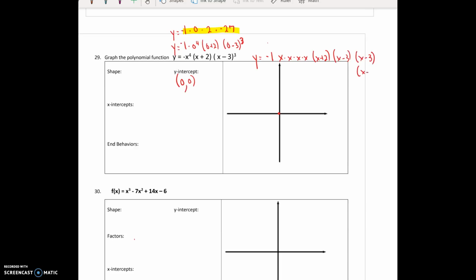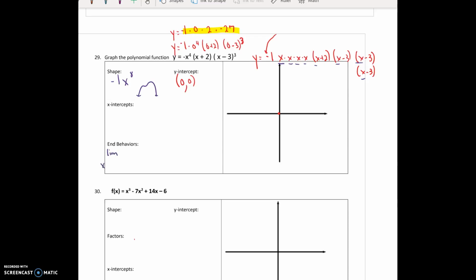So if I go through, the first thing that I'm going to notice is that this negative is going to make my shape flip. And then when I go through and just count how many x's I have, 1, 2, 3, 4, 5, 6, 7, 8, this x to the 8th is having a -1 in front of it, and that's going to give me a shape that kind of looks like this in the end. So even without graphing it, I can go to my end behaviors and write this.